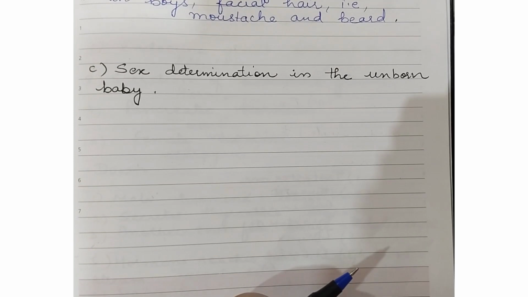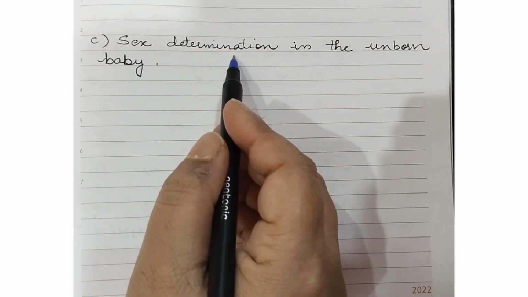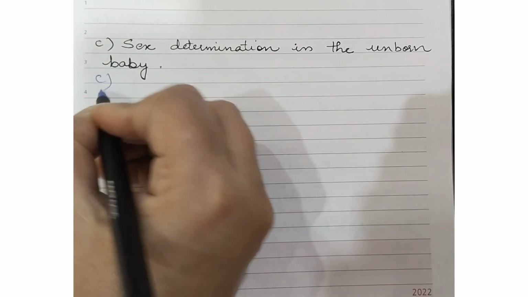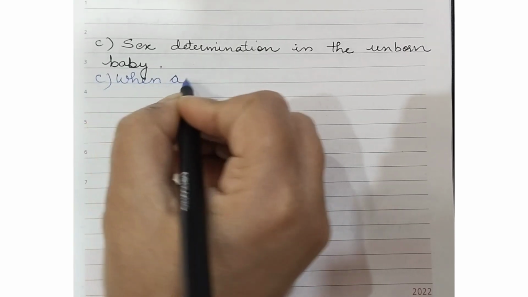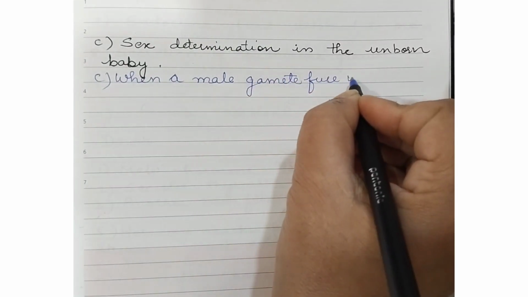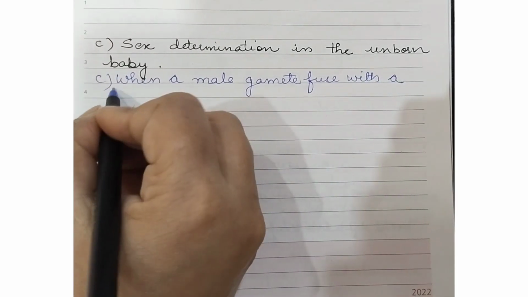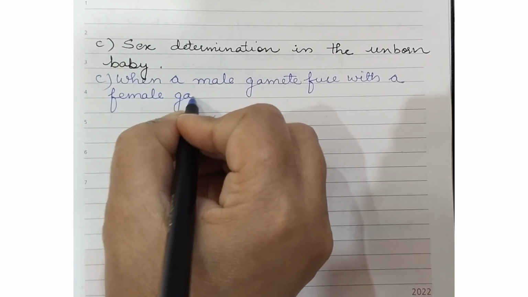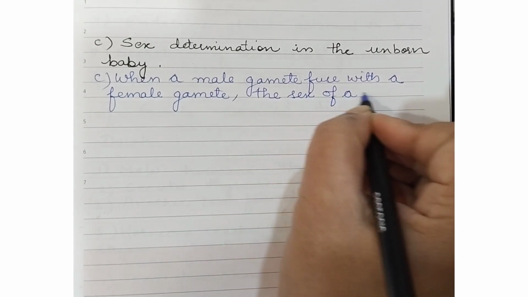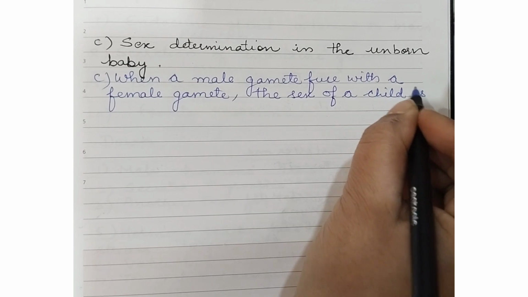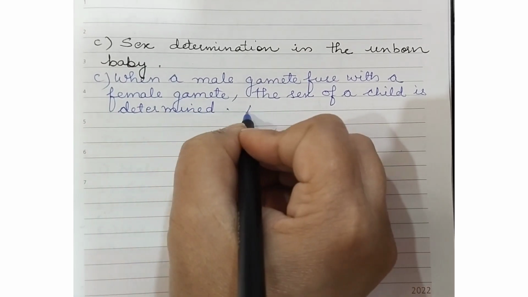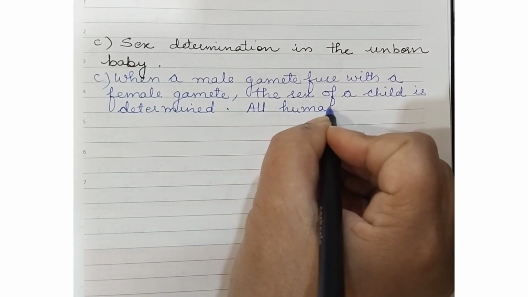Now question number 8, part C. Sex determination in the unborn baby. This is a very important question. Again, you will find this question in your 10th class. Now, who is responsible for determining the sex of a child? Obviously, father, because he has the Y chromosome, the unique one, which is responsible for a baby boy. So, in order to understand this answer, write like this. When a male gamete fuses with a female gamete during fertilization, the sex of the child is determined there. Okay, how?